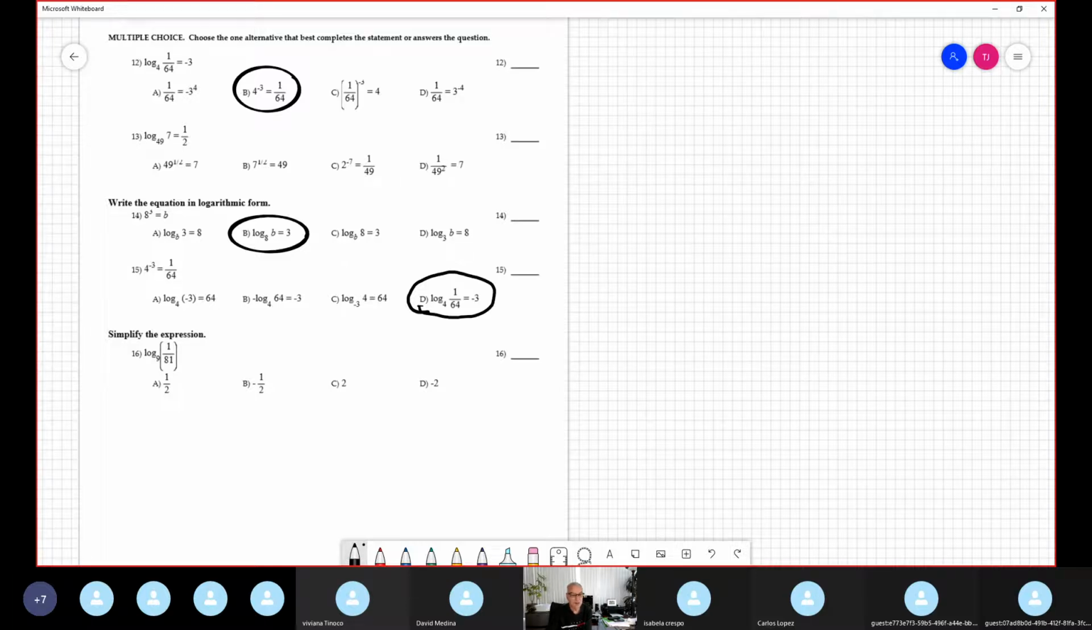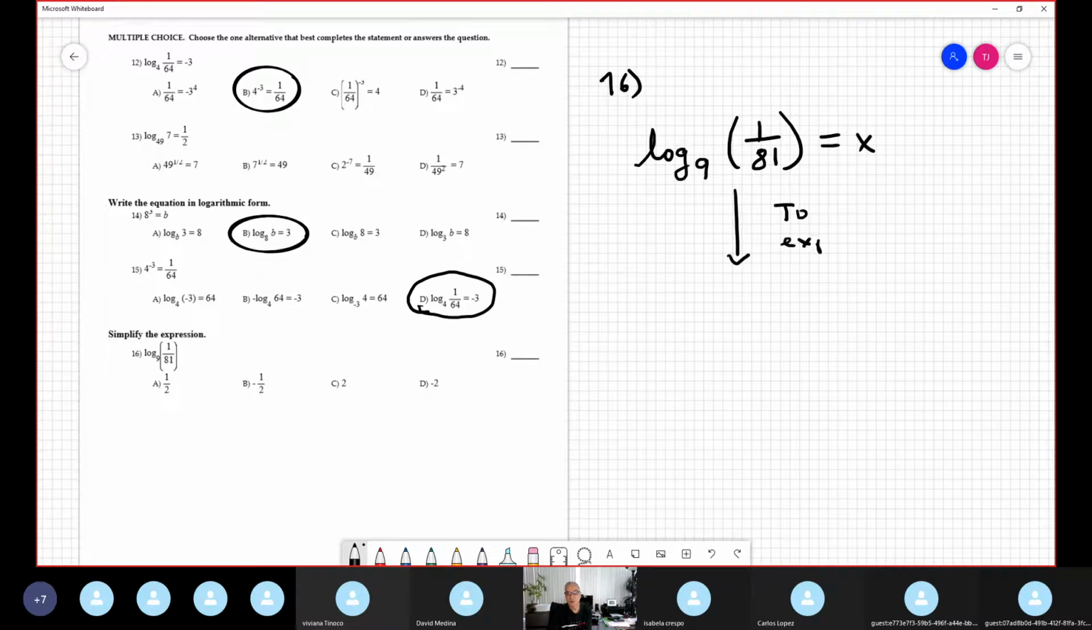16 is compute. Logarithm base 9 of 1/81 is equal to something I have no idea. So you switch into exponential. The base is 9. The exponent is the thing I try to find. And the result is 1/81. I know that 81 is 9 squared, and reciprocal is a negative exponent. It's obvious that x is equal to -2. There you go. That's the answer.